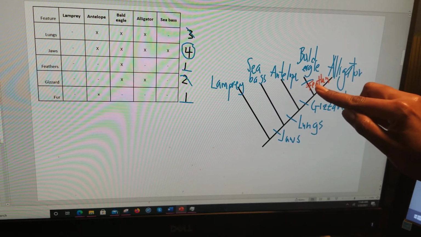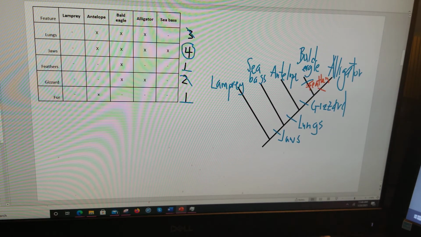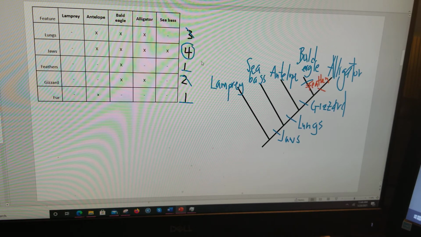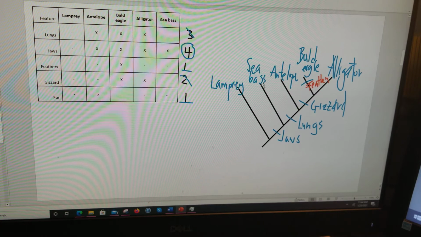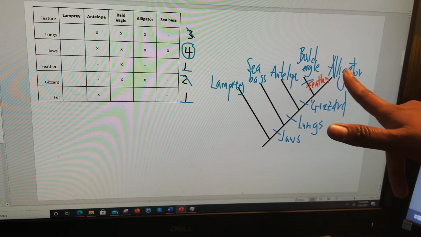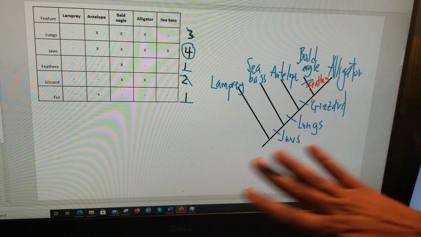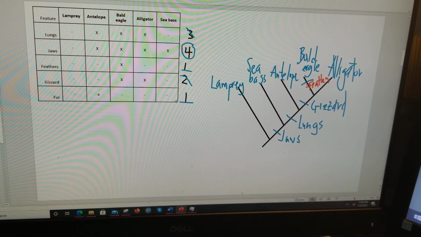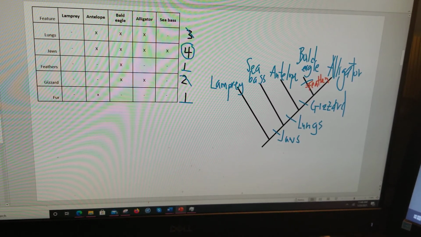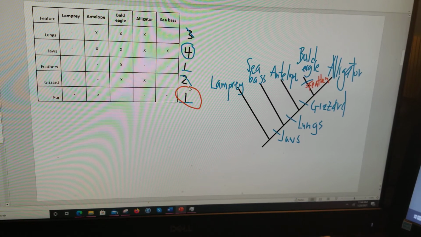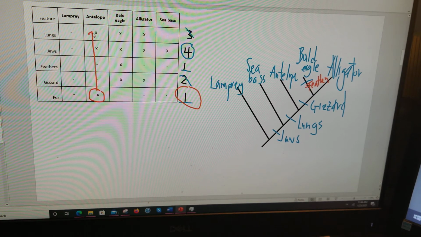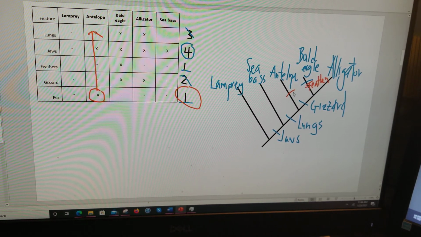And for the alligator, we are going to put the one that is left. So we have feathers written right here. For the alligator, we know that it does not have any of these other features, but we still have fur to put on our tree. So where do we put fur? Of all these organisms, the only one that has fur is the antelope. The antelope has fur, so therefore fur will be right here.